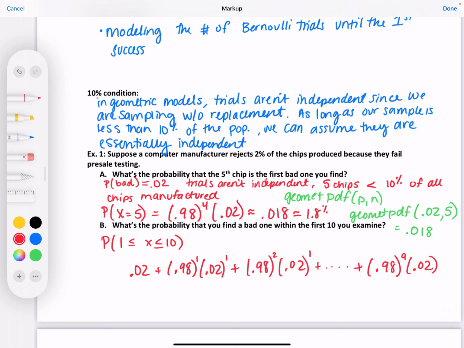So you could obviously type all that out, solve it, blah, blah, blah. I personally wouldn't because that's a lot. So you can use still geometric. So geometric CDF, which is cumulative. So you still do 0.02. We're running 10 trials.